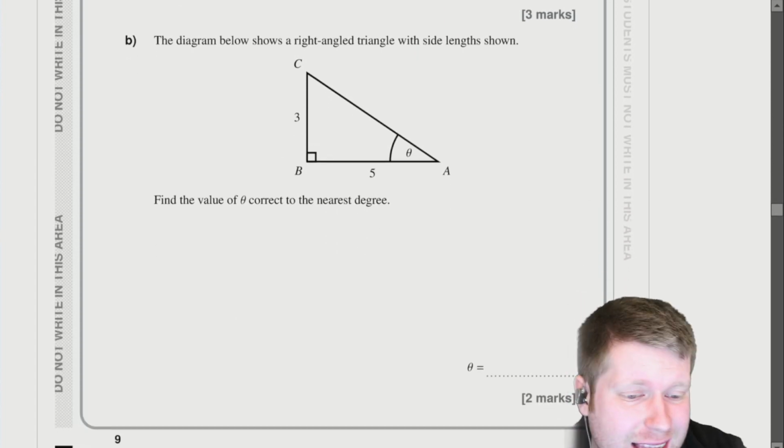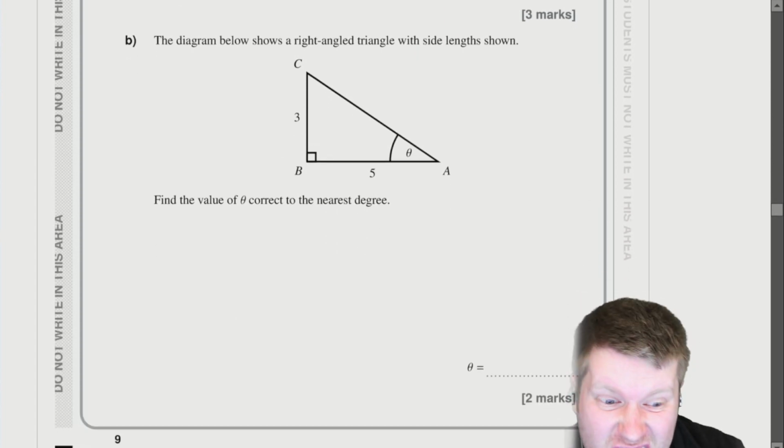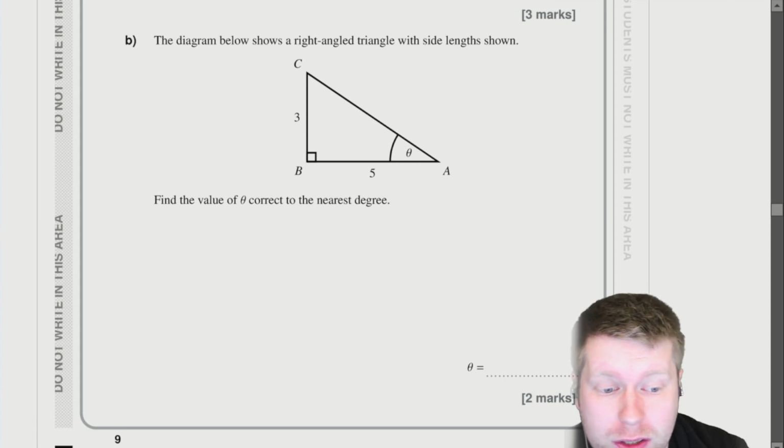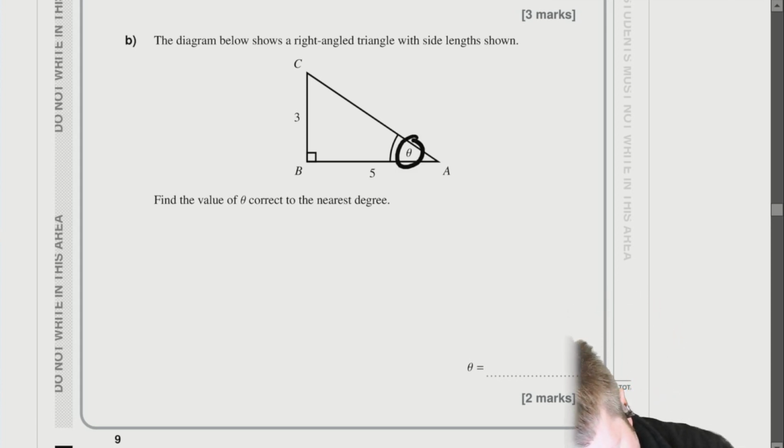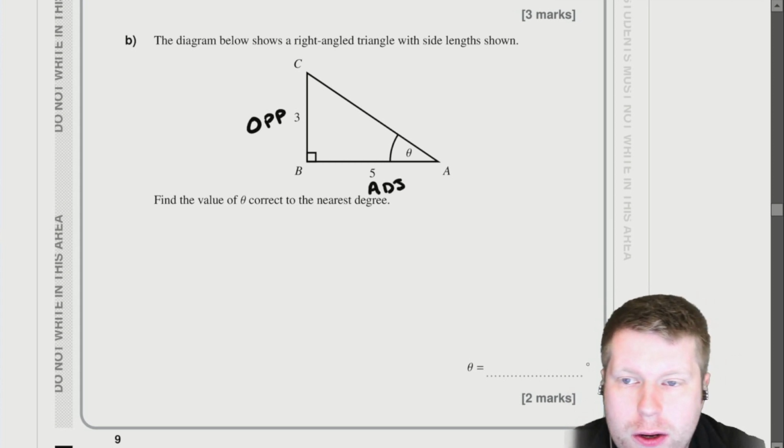Again, a really standard question, and it's a real shame that a high proportion of people didn't get this, and I don't understand why. Because what we've got here is an angle, and we've got 2 sides of this triangle. So we've got the opposite to this angle, the 3, and we've got the adjacent to this angle, the 5. And if you just label up that triangle and realise, hang on a second, I need to find theta.